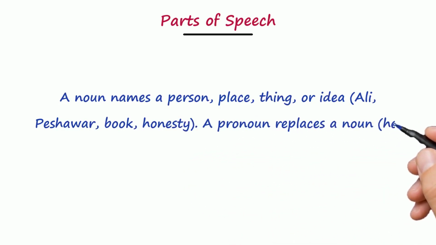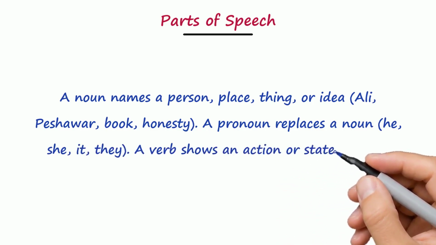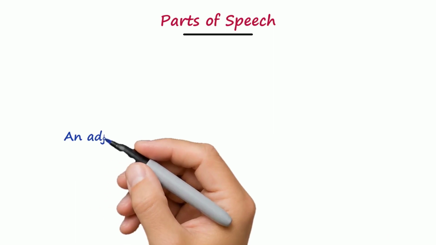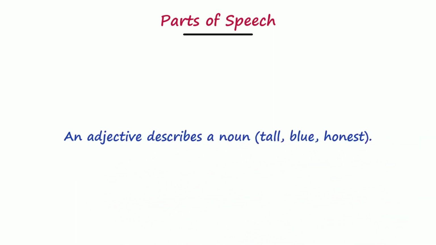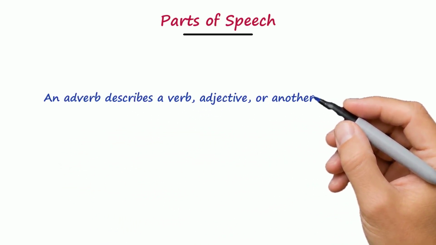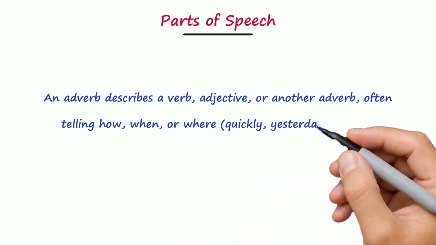A pronoun replaces a noun: he, she, it, they. A verb shows an action or state of being: run, is, think. An adjective describes a noun: tall, blue, honest. An adverb describes a verb, adjective, or another adverb, often telling how, when, or where: quickly, yesterday, here.